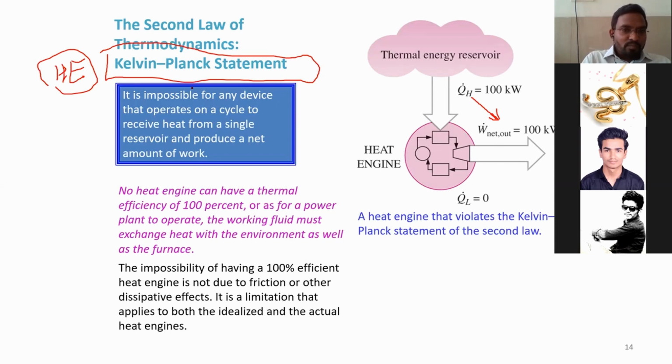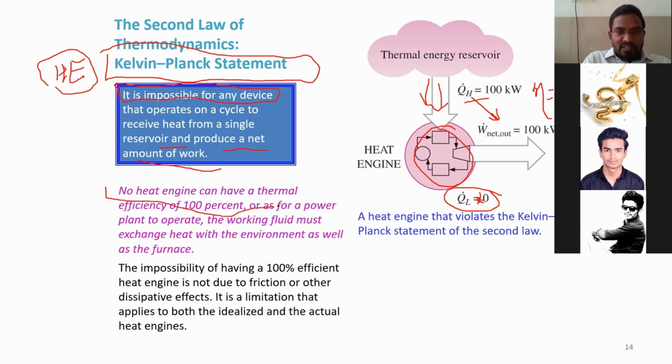So what is the statement? It is impossible for a device that operates on a cycle to receive heat from a single reservoir and produce a net amount of work. If you look at the heat engine over here, it is interacting with a single reservoir. It is accepting heat QH from the high temperature reservoir and producing net work output, and it is converting all the heat accepted into work. If you look over here, I have written QL is equal to 0. It means that this heat engine is taking heat from a single reservoir and converting all that heat into useful work. So because of that, I can say this engine has 100% efficiency, right? But it is impossible, because we know that this QL cannot be 0. This is always going to be greater than 0, because it needs to complete the cycle.